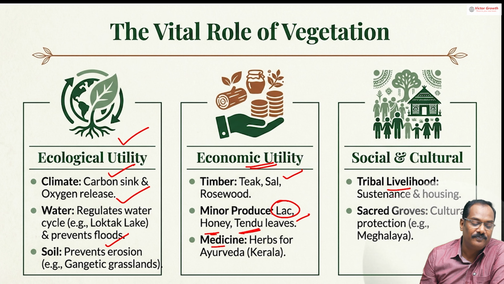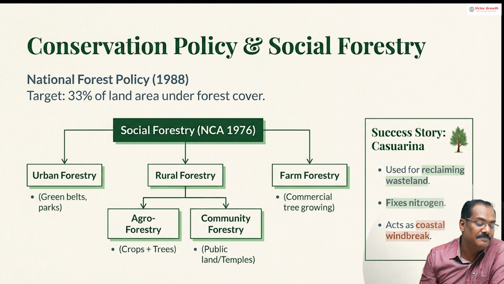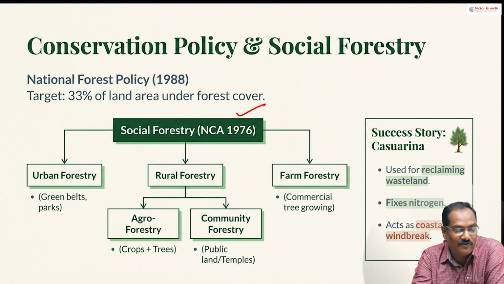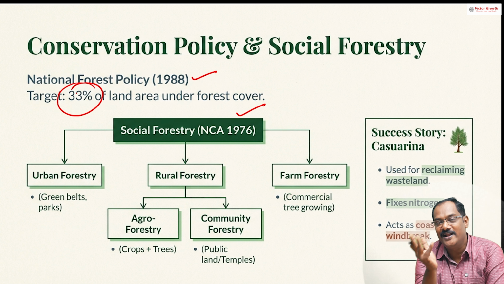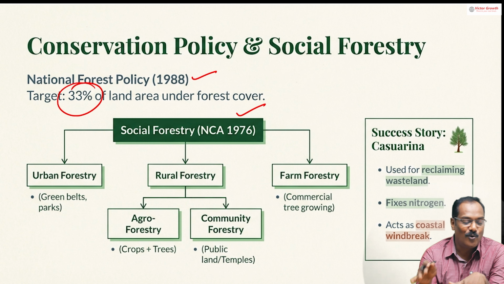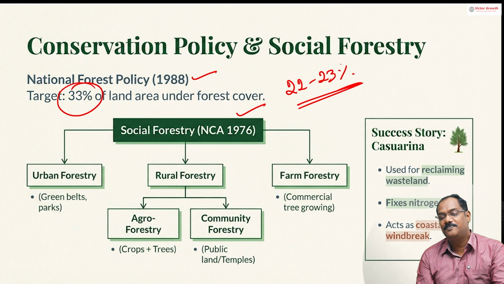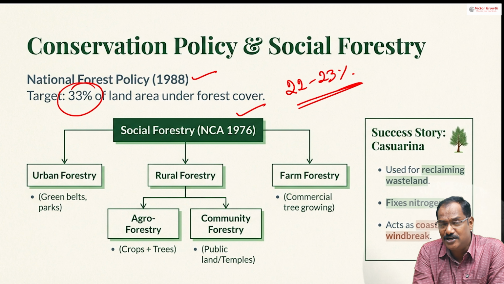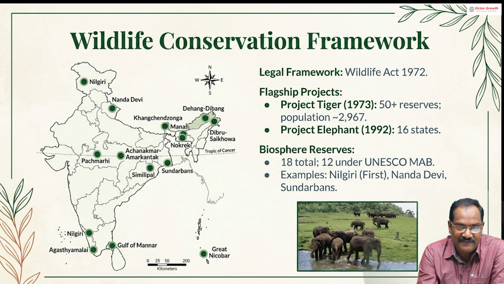Livelihood. Sacred groves. For example, in Meghalaya they have living roots, living bridges and all there. Then conservation policy: we have social forestry under the panchayat and all, they have to conserve it, or they act as a community. So the National Forest Policy of 1988 says 33% of India's land should be under forest, but I think we have around 22 to 23%. So as per the national policy, 33% should be under forest, but we are not having it. Then wildlife conservation as per the NCERT.